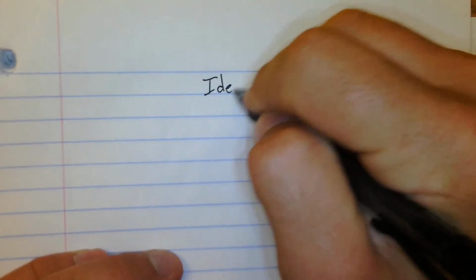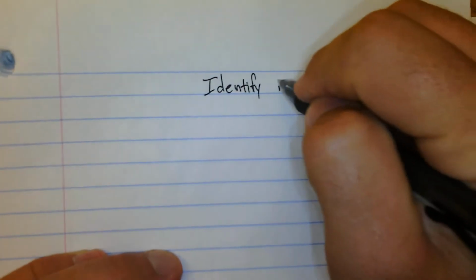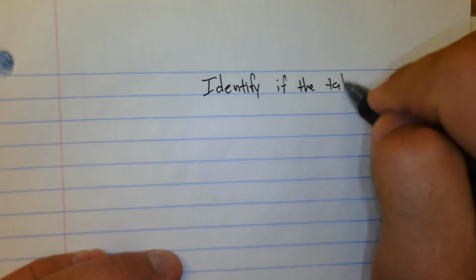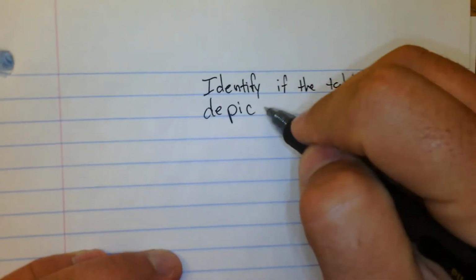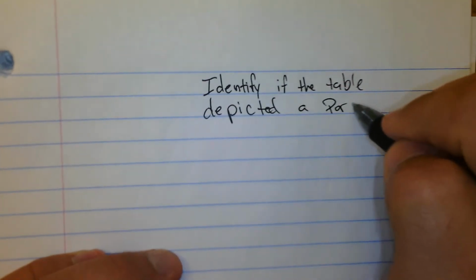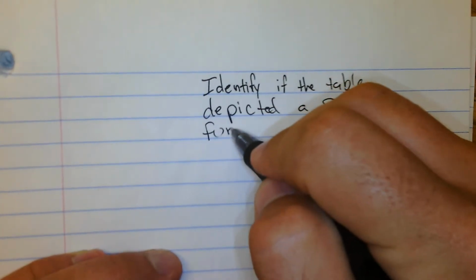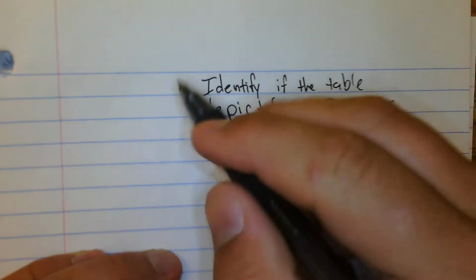Table, and we had to identify if the table depicted a particular function type. Okay. There are only 4 function types that we went over. Okay.